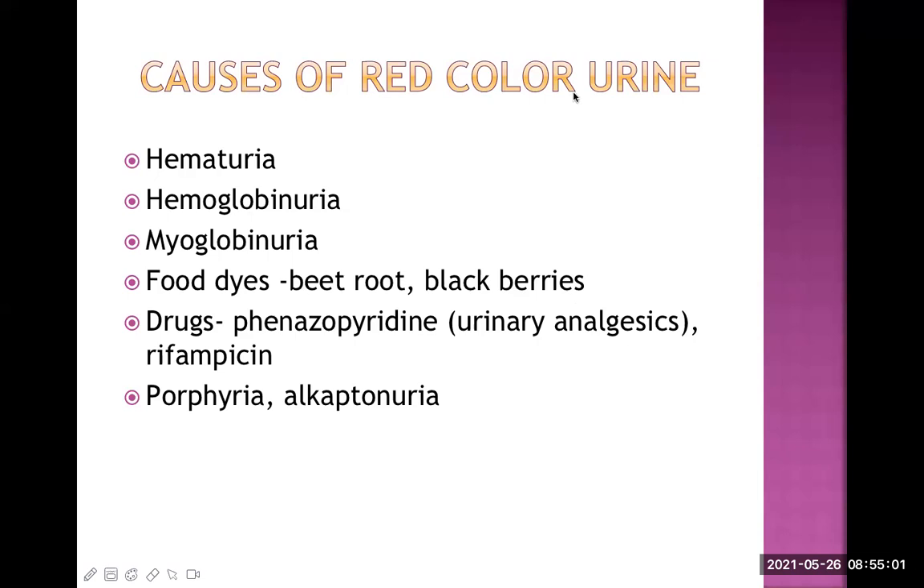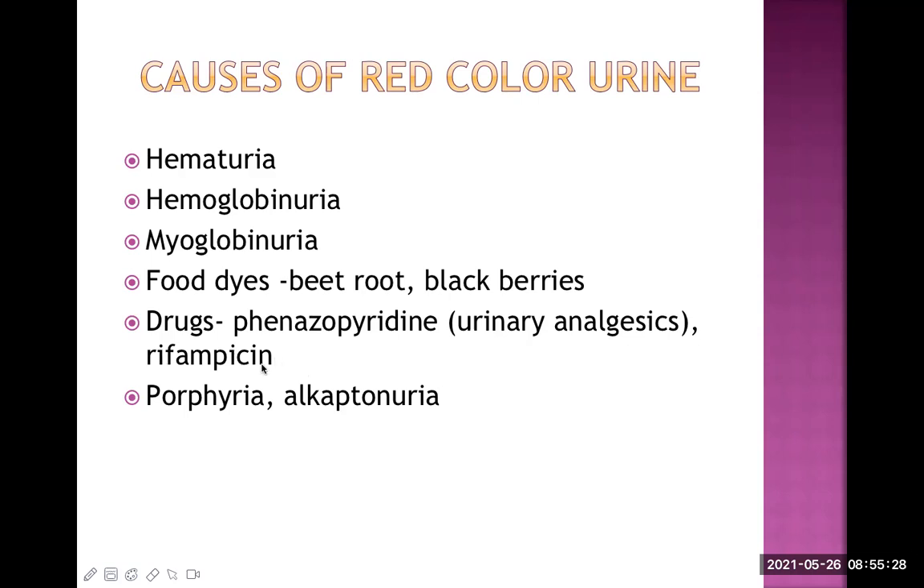Sometimes a patient is taking some medicine or drugs like rifampicin or phenazopyridine. This phenazopyridine is a type of urinary analgesic. Sometimes it can be given in UTI when the patient is having pain during urination, just to relieve the urination pain. Both of them can convert urine into red colored urine.